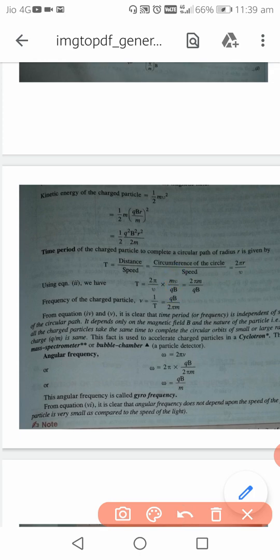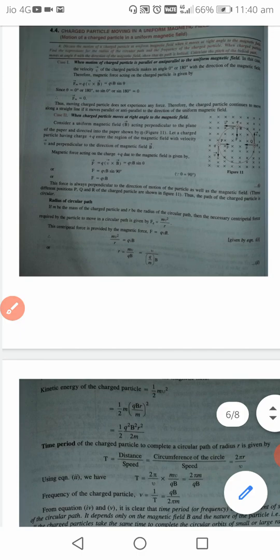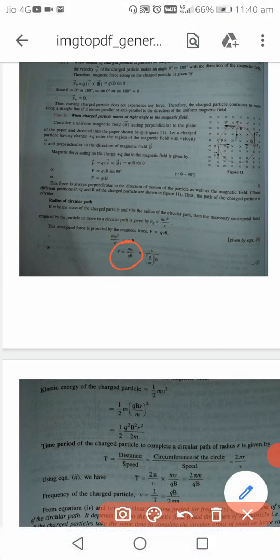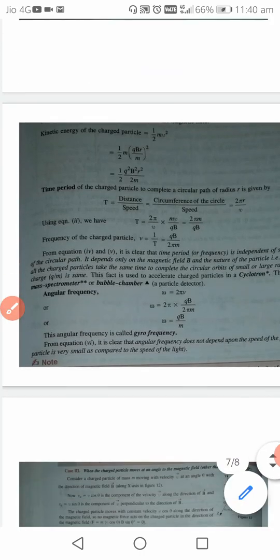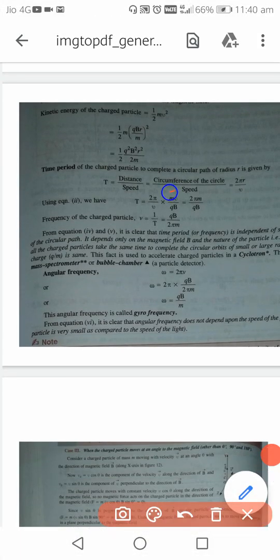Once the radius is substituted, velocity is no need. You substitute any one value, either for velocity or for radius. What they have done here is substitute for radius, so that velocity gets cancelled. Better you do that only. Radius you substitute, from where? From here, mv by qB, that was the radius. If you substitute mv by qB in place of this r, you are getting this value. So if this is the time period, what is the frequency? Frequency is the reciprocal of time period, so you just reverse it, qB by 2 pi m.